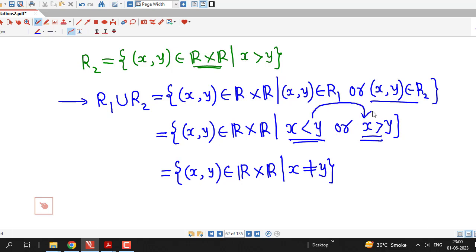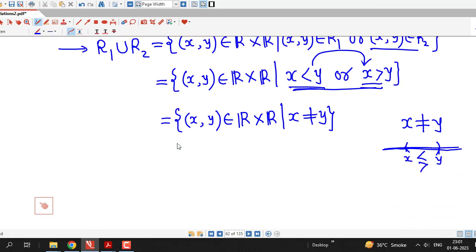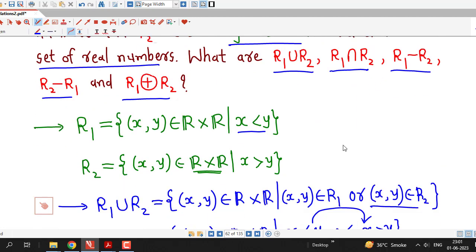This is equivalent to the fact that x is not equal to y, because we know that if two real numbers are different, then either one is smaller than the other or one is greater than the other. So suppose I have two different real numbers on the real line, then we can say that either x is less than y or x is greater than y. So I can replace this condition by x is not equal to y, and this is the union of given relations R1 and R2.